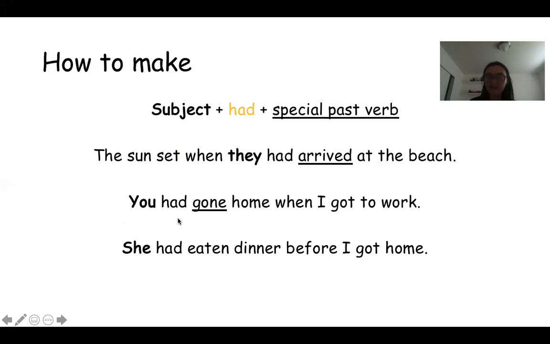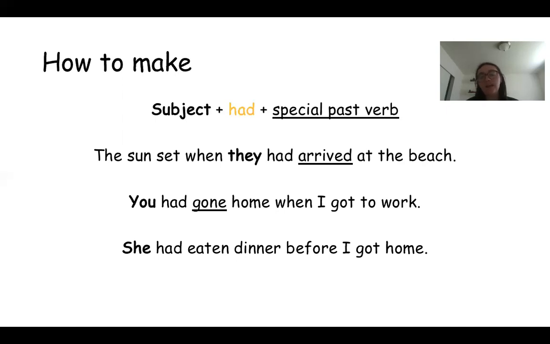You, subject, had gone home when I got to work. So you had gone, right? She had eaten dinner before I got home. We used a subject she, we said had, and eaten. So this is how you make it.